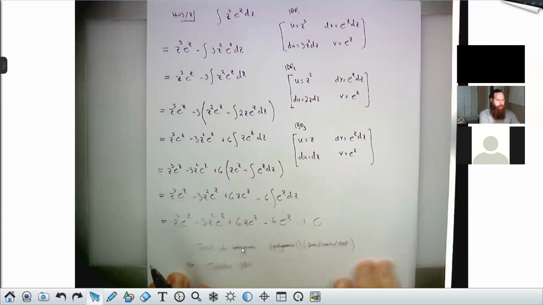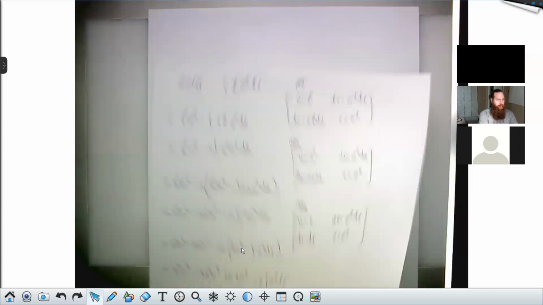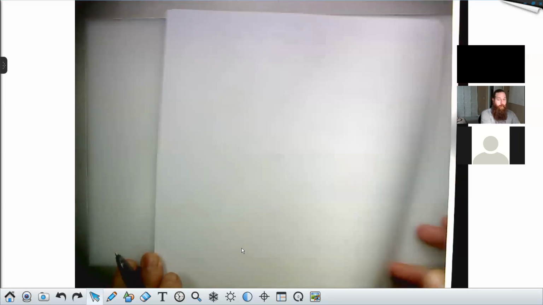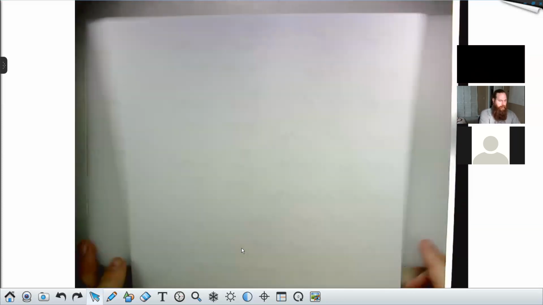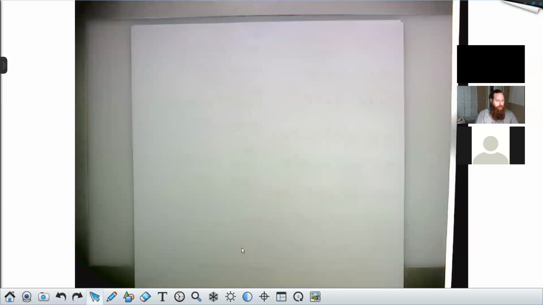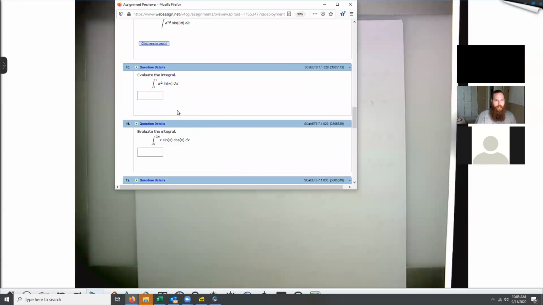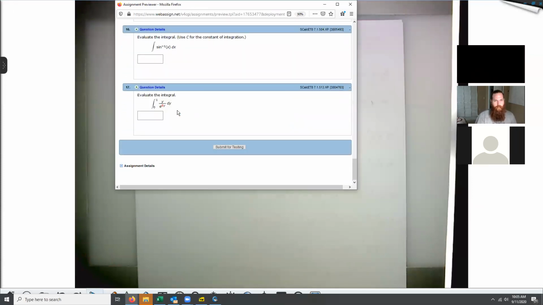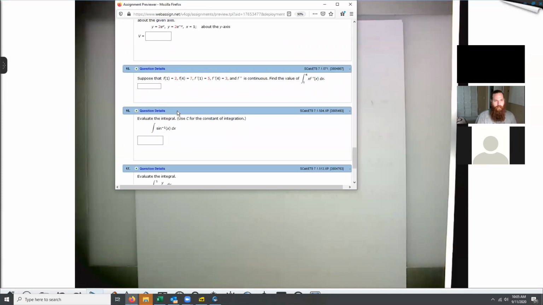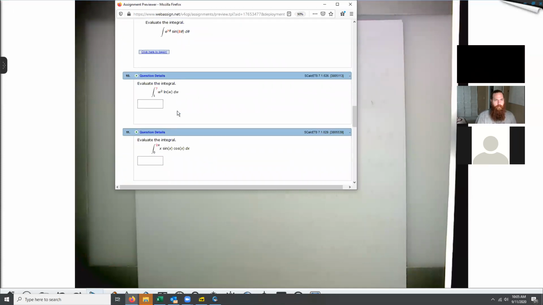I'll do one more example problem like these from the homework, and then I'm going to show you the new method, which is not really a new method, but it's a specific thing you can do with some by parts problems. So what else did we want? We wanted 10 and 14. Let's do 10. 14 isn't hard.